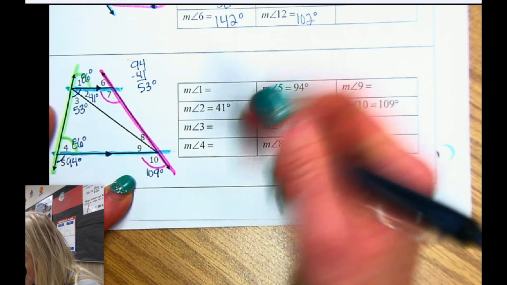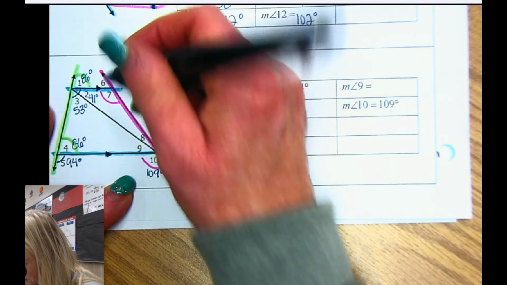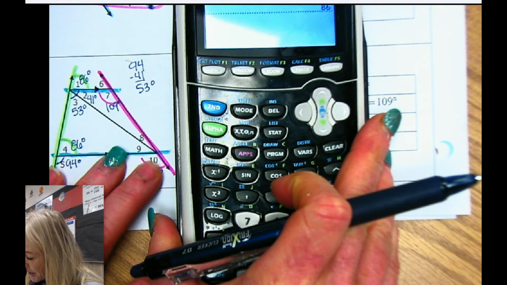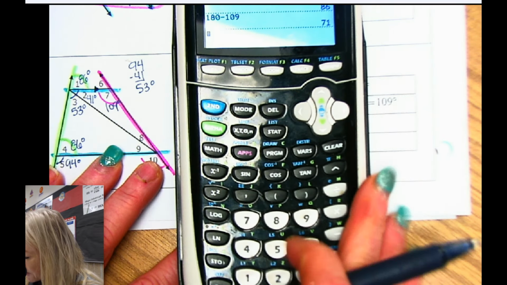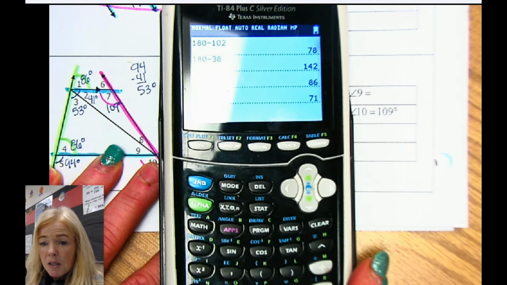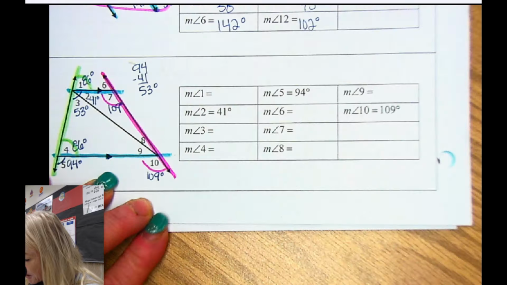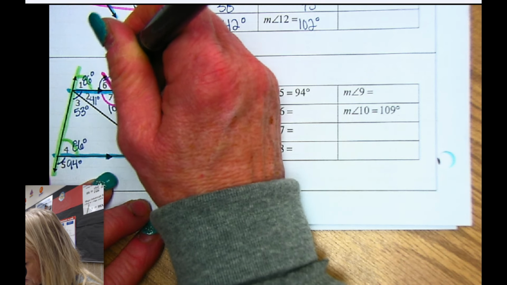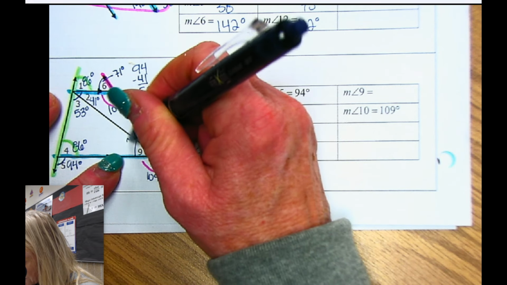Okay, so over on this other transversal here, we have 109 is 10, so 7 would also be 109. And then if we take 180 and subtract 109, it's 71. So 71 will be angle 6. I'm going to just draw a little arrow, 71 degrees. All right, now that means this also will be 71.